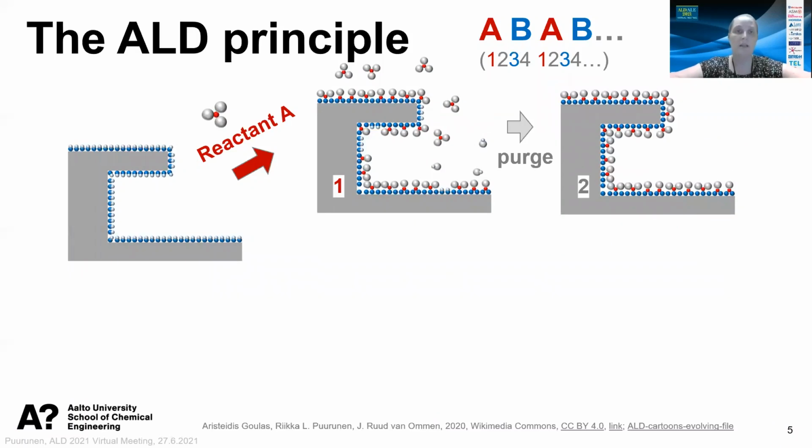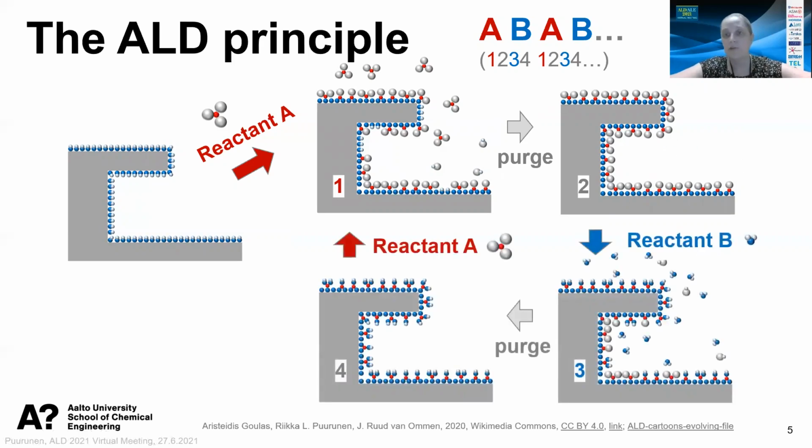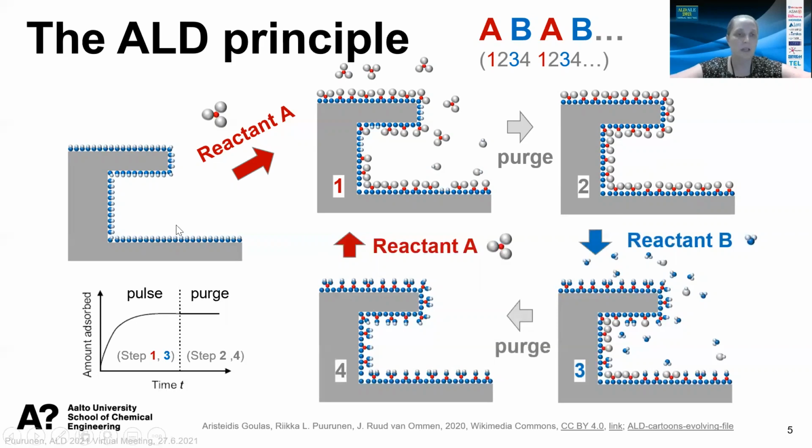ALD is based on repeated self-terminating reactions of at least two reactants on a solid surface. So you start from a surface which has some reactive sites. You bring in what is called reactant A that is able to react with those sites and leave behind a layer of adsorbed species. Then a purge or evacuation is done to remove the excess reactants and the possible gaseous byproducts so that you have a clean surface where the next reactant can be brought in, which reacts with that surface, again potentially releasing gaseous byproducts. And once that is completed, then the surface is purged or evacuated again and reacted again with reactant A. So you are repeating basically these steps where the amount adsorbed is increasing with time, and then you clean the surface in these purge or evacuation steps.